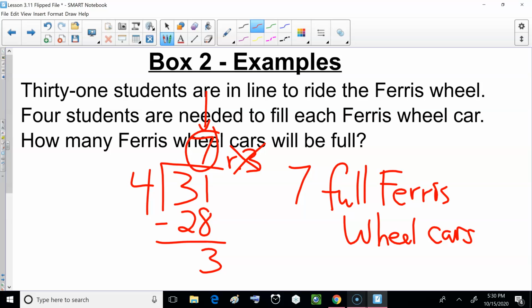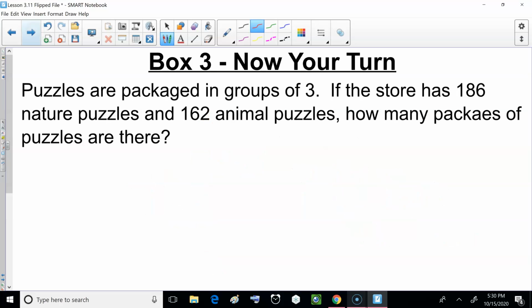So you write down this as your example as we keep moving forward. So you can draw a line right now, write down box 3, now your turn, and here's the problems for you to solve. Puzzles are packaged in groups of 3. If the store has 186 nature puzzles and 162 animal puzzles, how many packages of puzzles are there?